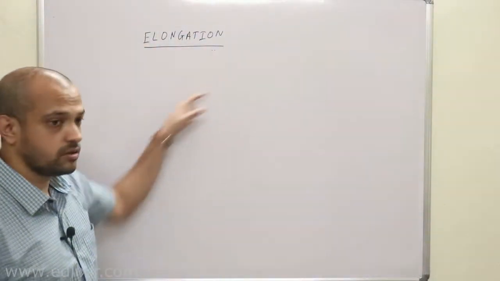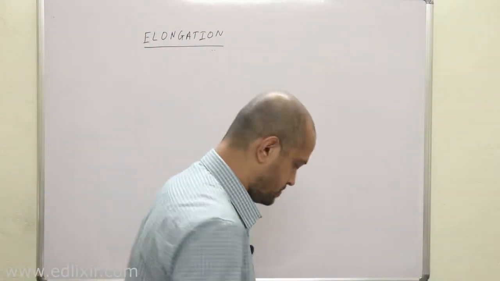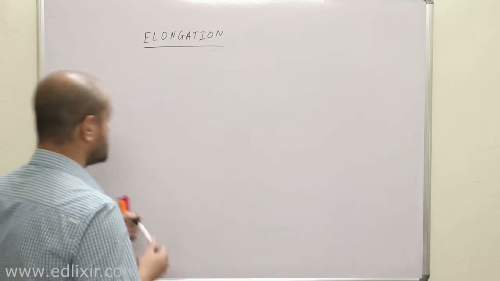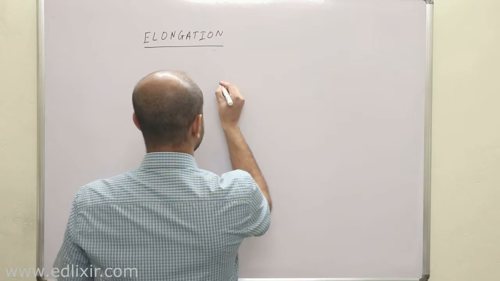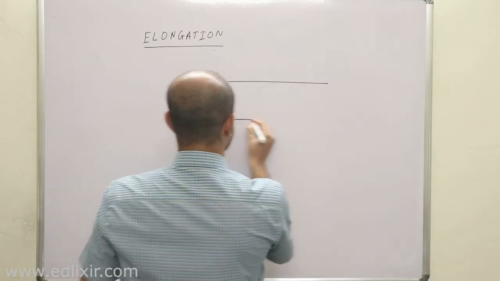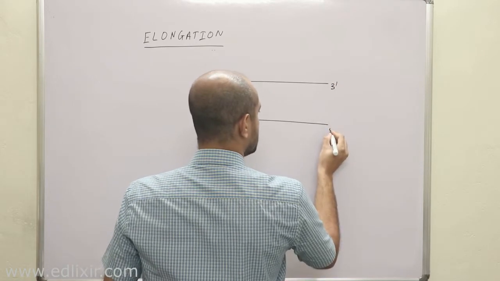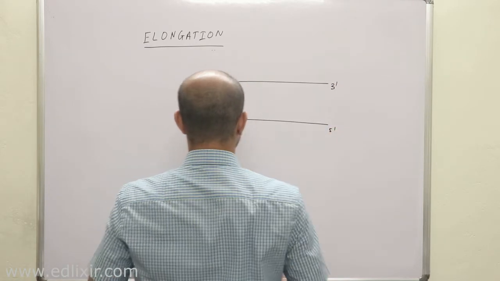Now we will be talking about the elongation process in detail. When you are talking about the elongation process, you must understand that suppose this is your double-stranded DNA. Suppose this is your 5' end, this is your 3' end, and this is your 5' end, and this is your 3' end. Okay. Clear?